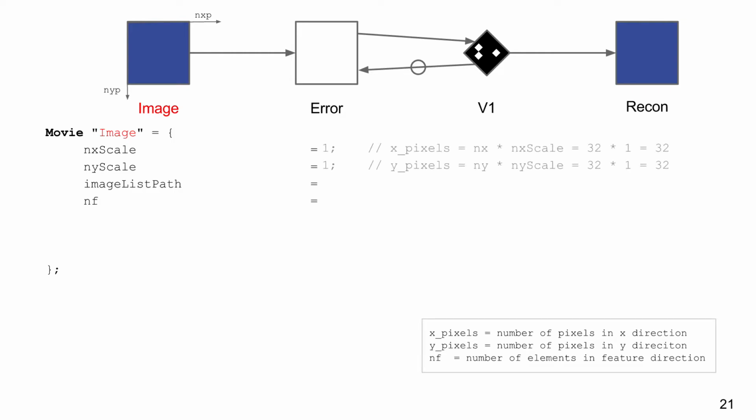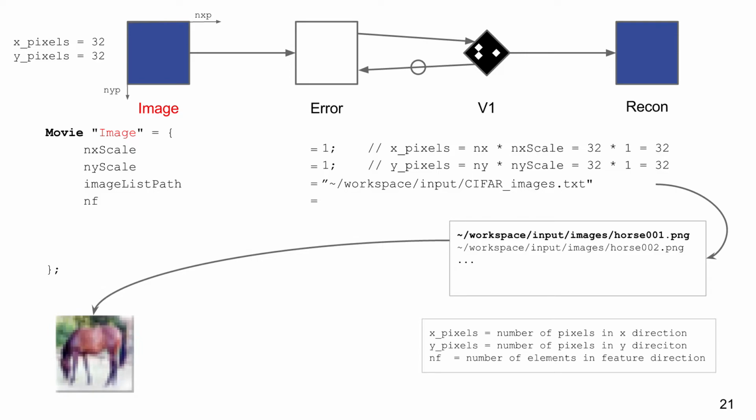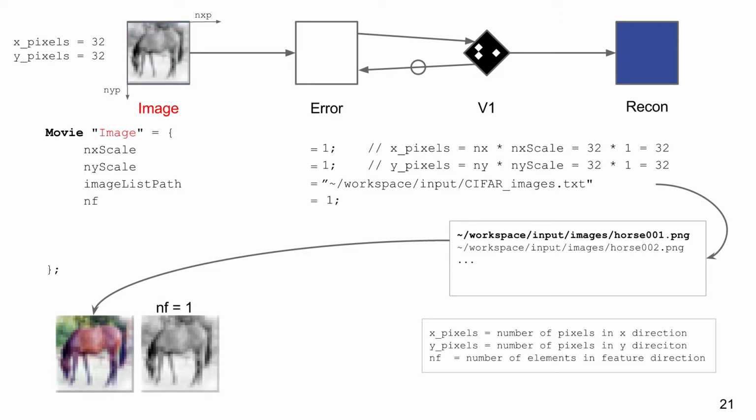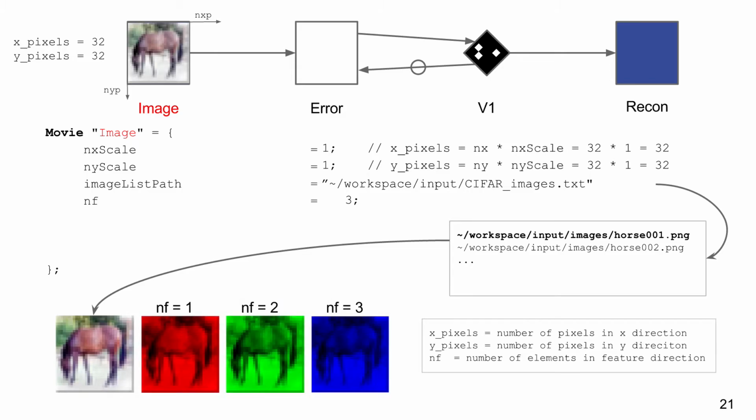Since everything was defined relative to the hypercolumn, if you set the NX scale, in this case, to 1, the corresponding X and Y pixels for the image are 32, because it's 32 times 1. Then to load an image, when you use PetaVision, you just list a text file, and in this case it points to a text file that has a list of images, and that will point you to a particular image. Now if you set NF to, say, 1, it gives you a grayscale image. That's all you have to do to make a grayscale image and load it into PetaVision. Alternatively, say you want to change your NF to 3, it will swap out that grayscale image for a color image, and that's all you have to do.